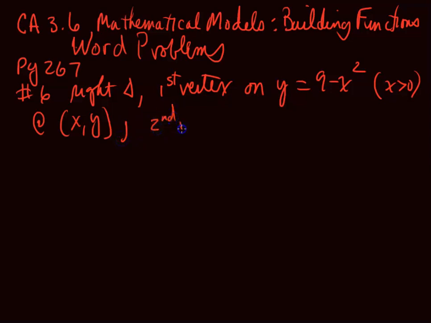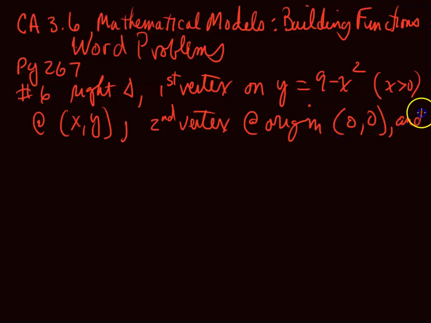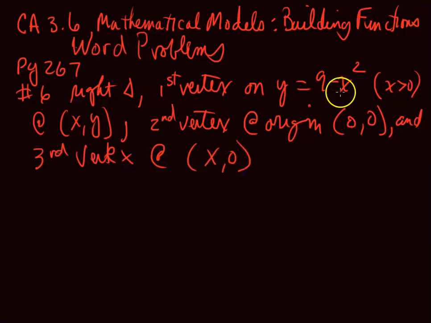Second vertex at the origin, and that's 0, 0. And the third vertex is at x, 0. And this x we have to assume is the same as the x we're going to use in the function y equals 9 minus x squared. So what does that look like? Let's see here.